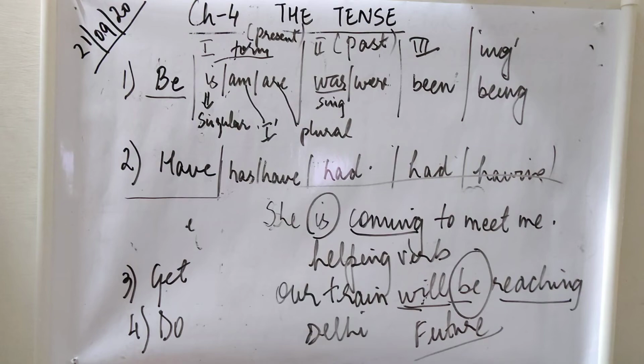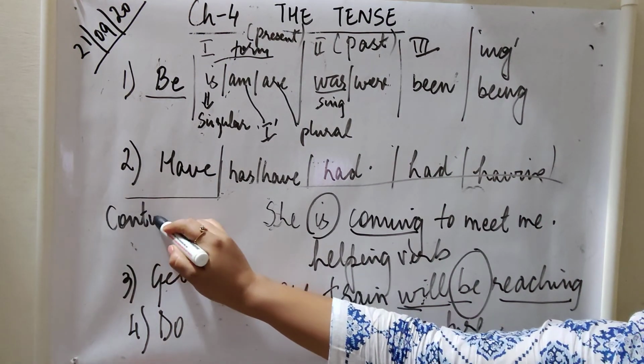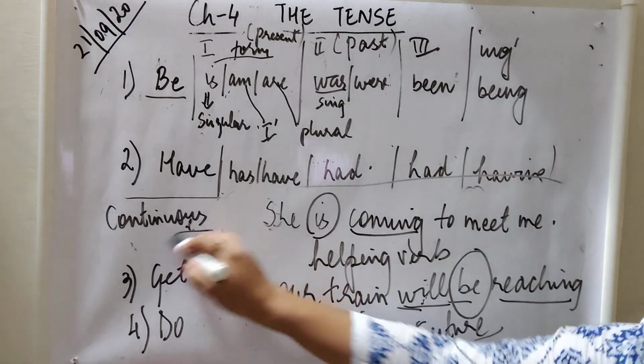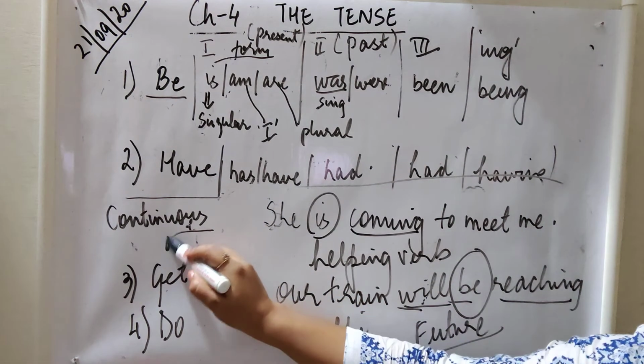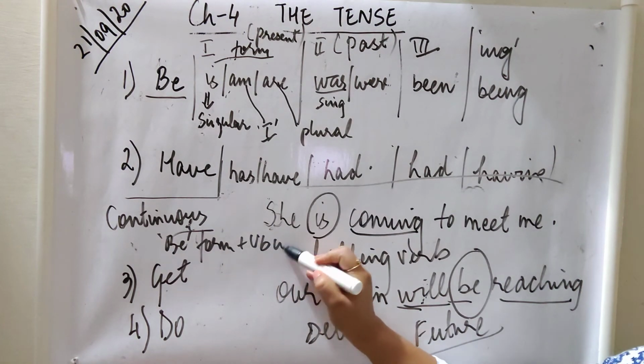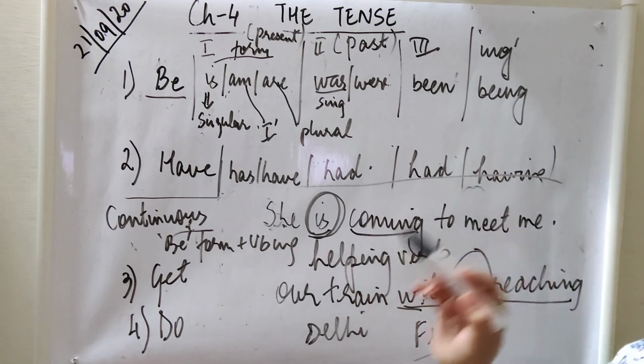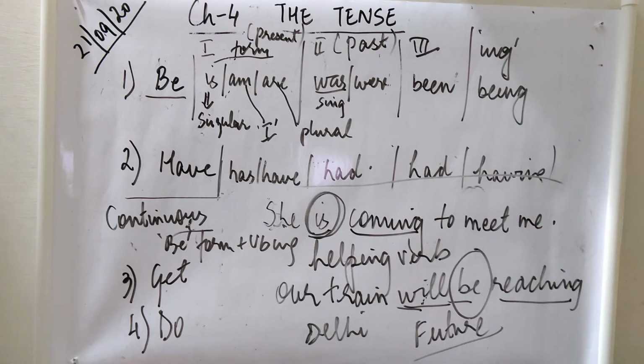Children, if you see the continuous tense, while making the continuous tense, we use be form plus verb's ing form. So be is used in making a sentence in a continuous tense.